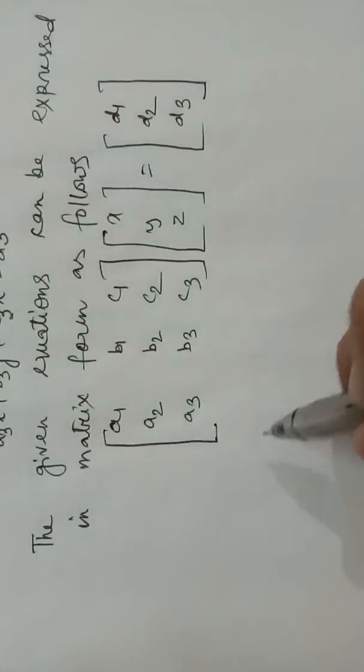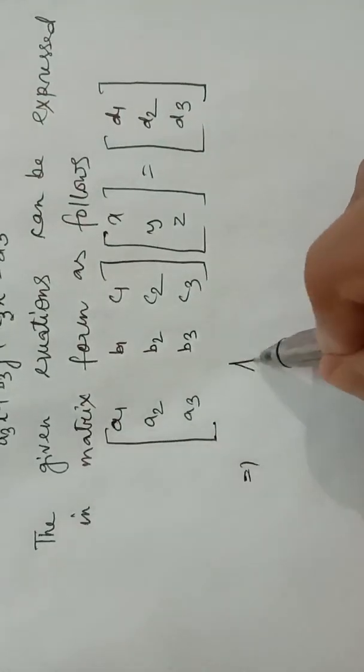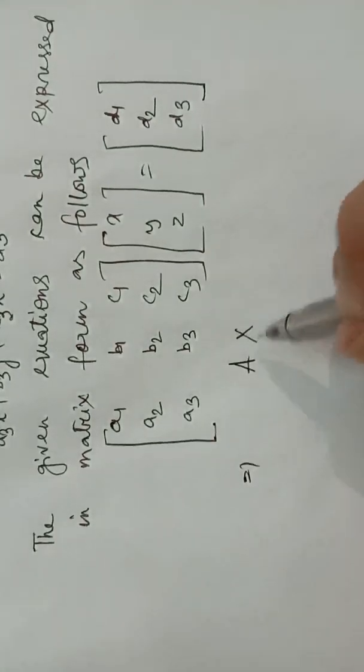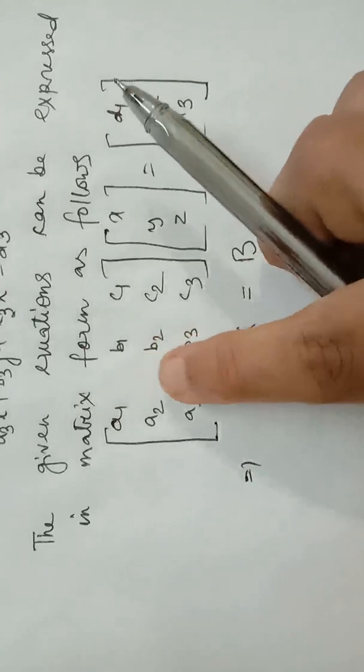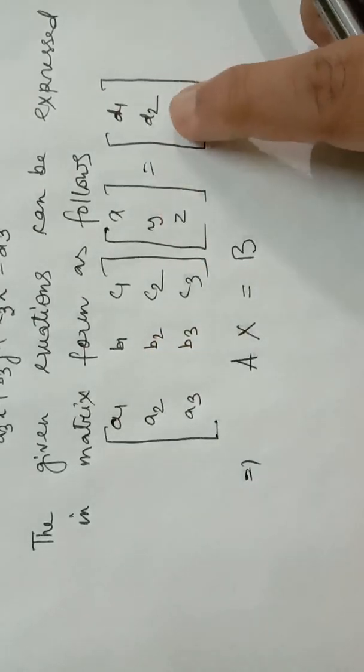Now let us mark this matrix by A and this by X. A into X is equal to B. Let us consider this matrix as A, this matrix as X and this matrix as B.